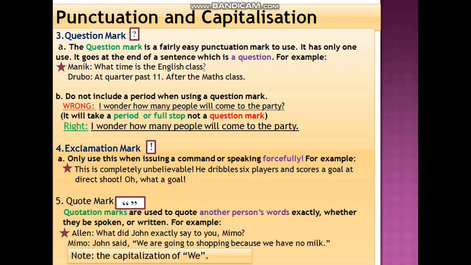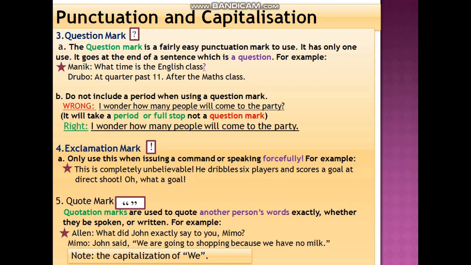Look at the example. Wrong: I wonder how many people will come to the party? Here we use a question mark and it's a wrong mark. It will take a period or full stop, not a question mark, because this sentence is not a question. So the right form is, I wonder how many people will come to the party. It's a statement. Okay. Next. Come to the next one.